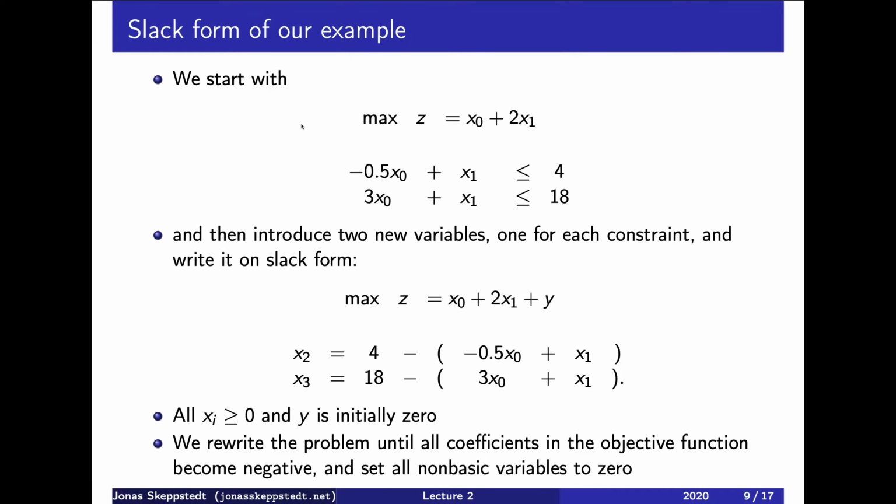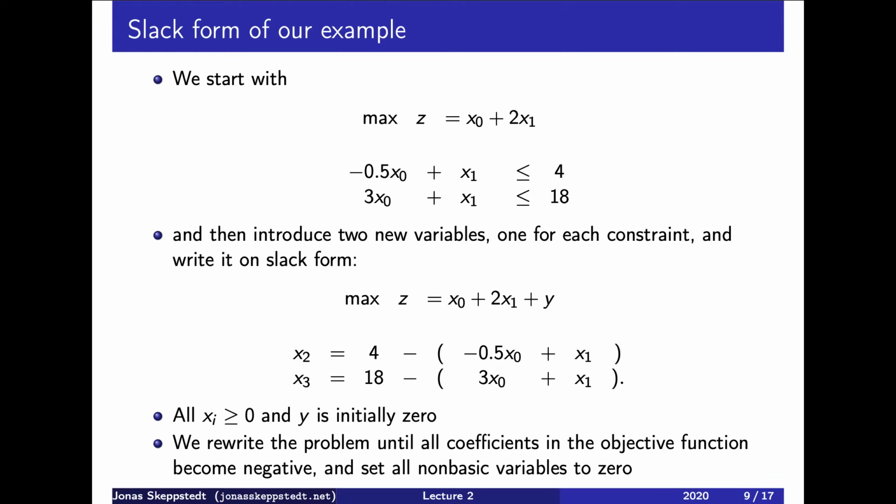So let's see our example again. We start with this and introduce the slack variables, so we get this instead. We also have, we could say, +0 here, and that's what we do when we introduce y, which initially is 0. And eventually y will be the optimal value of z. So this is 0, but it will become non-zero later on.